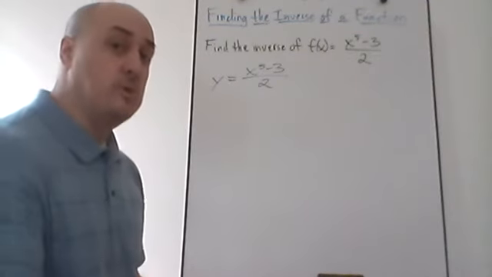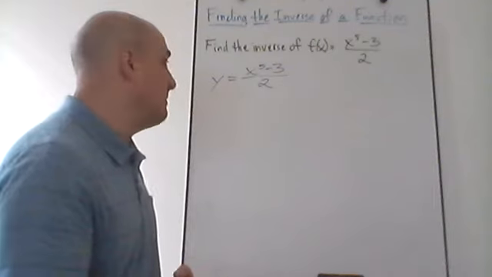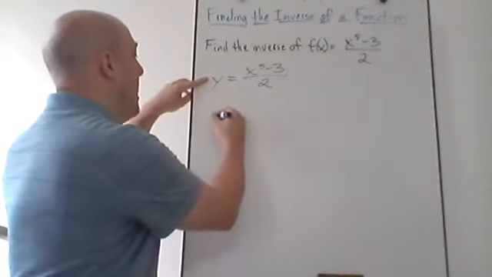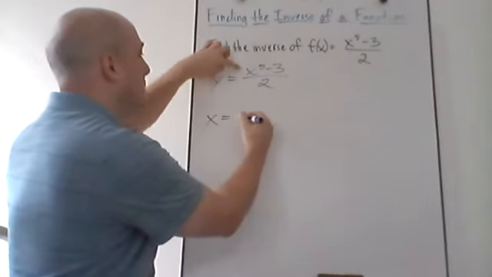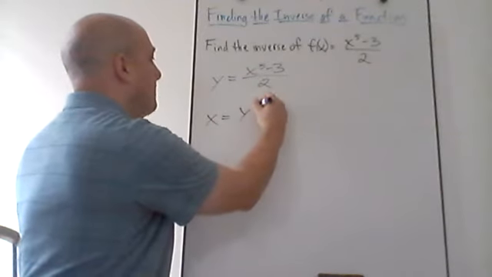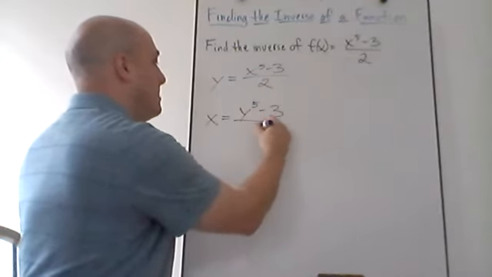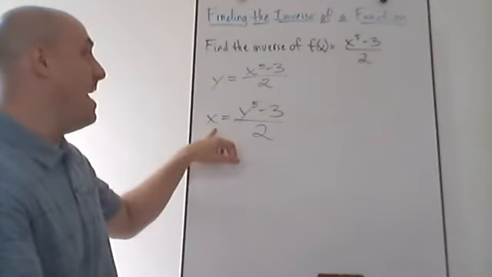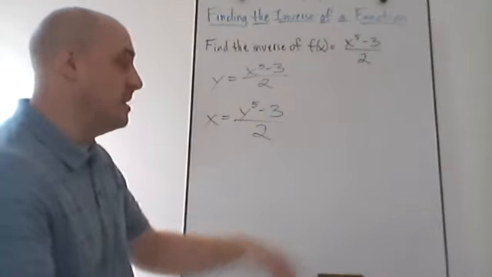My second step, which is the key step to finding the inverse of a function, is to switch all the x and y values. So everywhere I see a y, I put the letter x, and everywhere I see an x, I put a y. And everything else stays exactly the same. So instead of y equals x to the fifth minus 3 over 2, I get x equals y to the fifth minus 3 over 2.